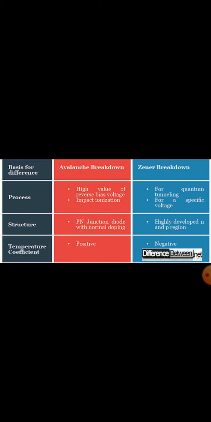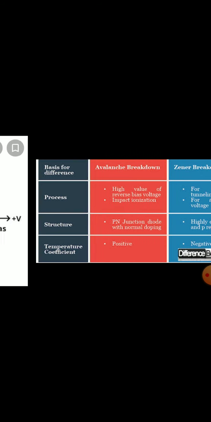So what are the bases of avalanche and Zener breakdown? First, the process. In avalanche breakdown, a high value of reverse bias causes impact ionization. In Zener breakdown, it is quantum tunneling at a specific voltage. The structure of avalanche breakdown is a PN junction diode with normal doping. In a Zener diode, there is heavy doping in the P and N regions. The temperature coefficient in avalanche breakdown is positive. In Zener breakdown, the temperature coefficient is negative.